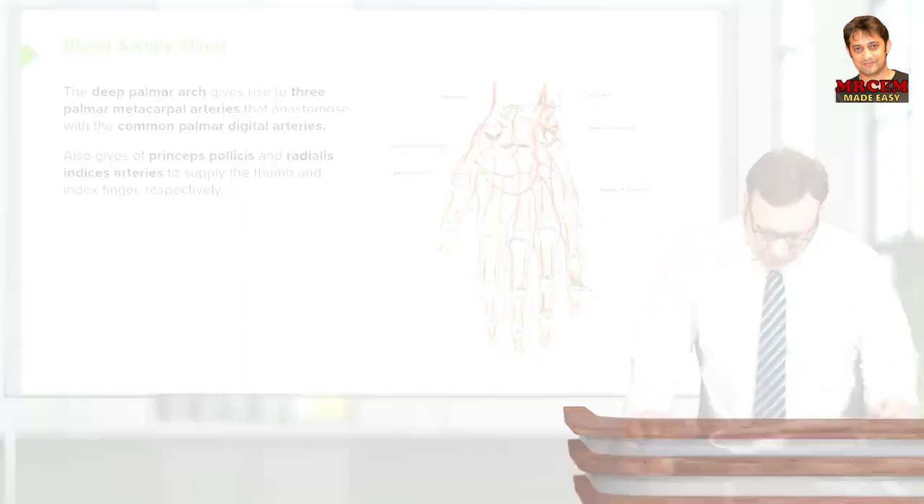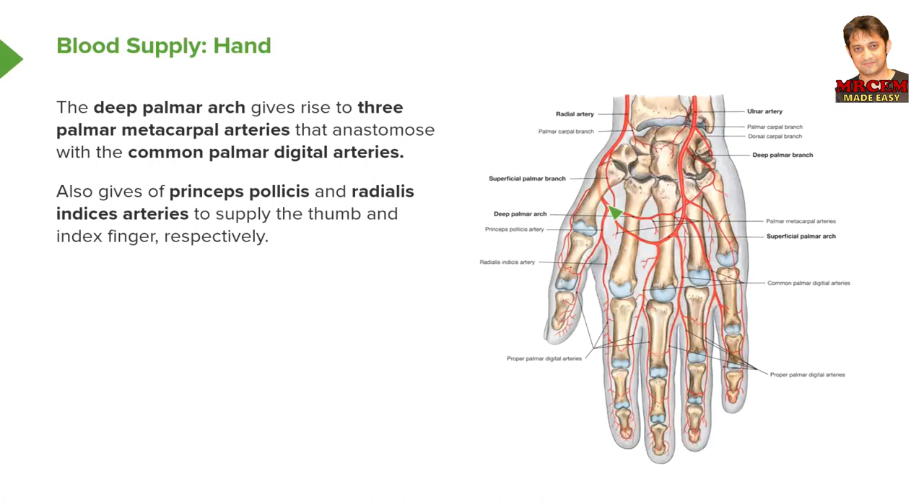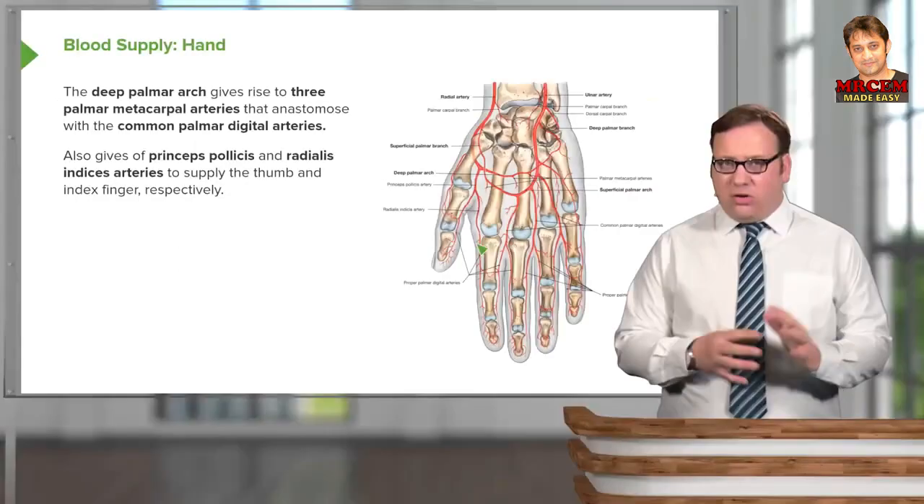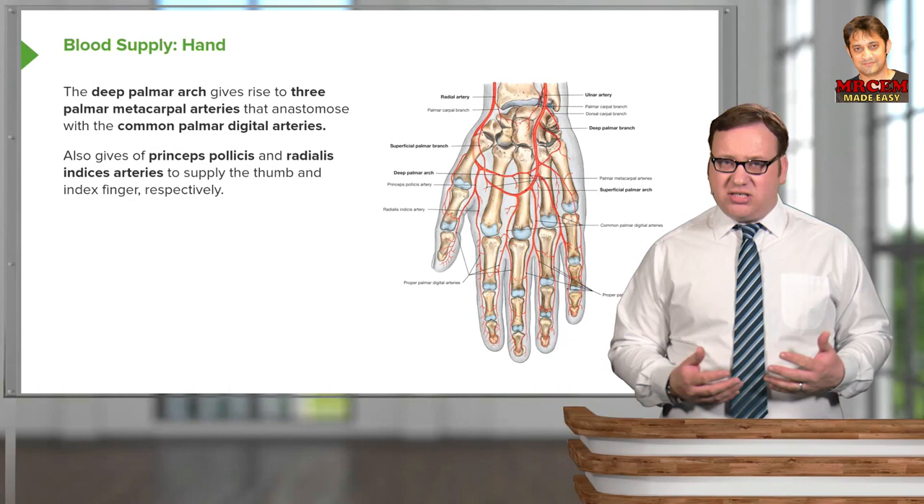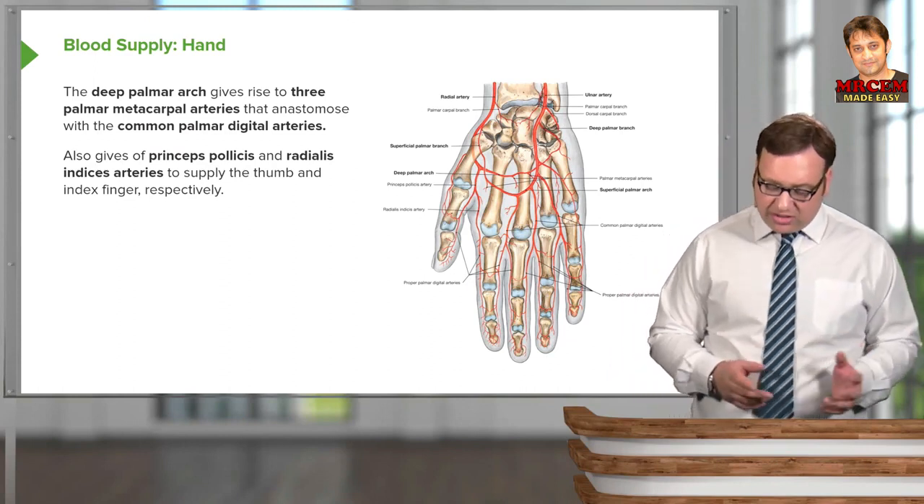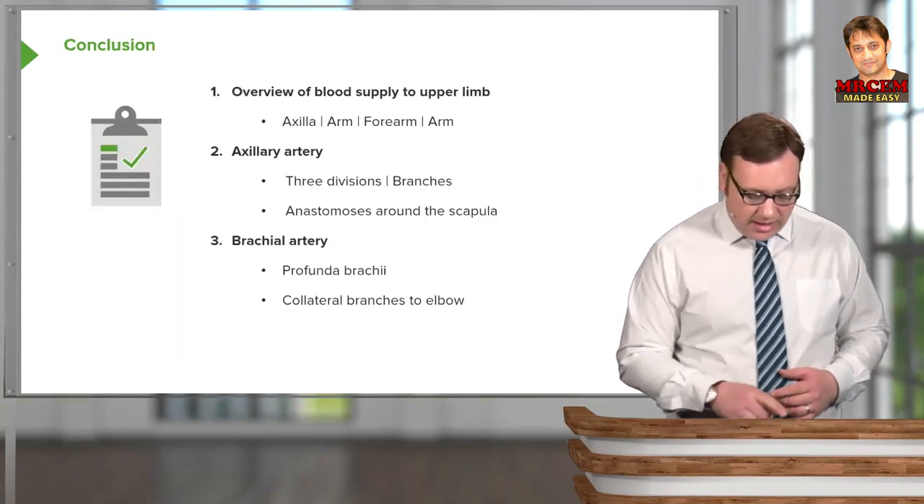The deep palmar arch, which we can see here, also gives off the princeps pollicis artery, and that passes towards the thumb, and then it also gives off the radialis indicis artery that specifically goes to the index finger. So we can see we've now got all of the digits and the thumb covered by these digital branches that are coming from either the superficial or the deep palmar arch.